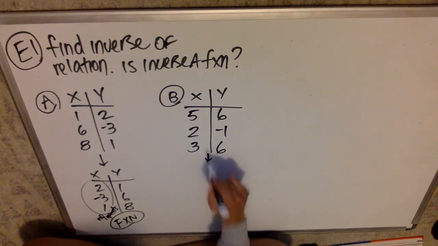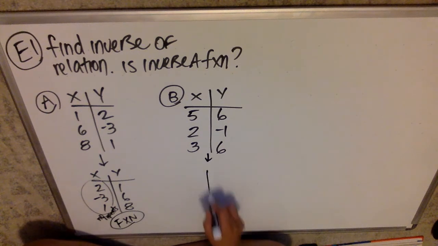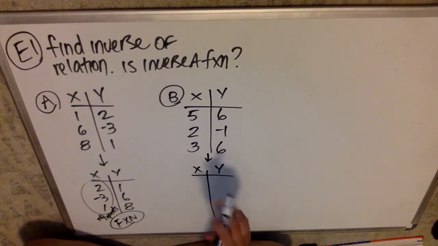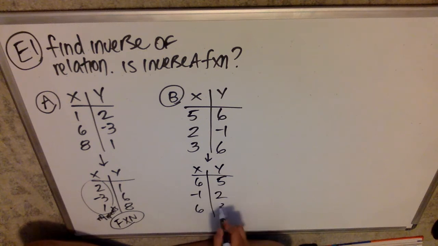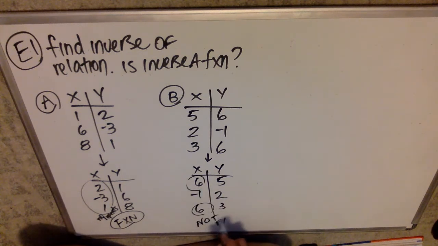The inverse of this B would be a table where instead of writing 5 comma 6, I write 6 comma 5. Instead of 2 comma 1, negative 1, I write negative 1 comma 2. And instead of 3, 6, I write 6, 3. Because these two 6's appear, this is not a function.